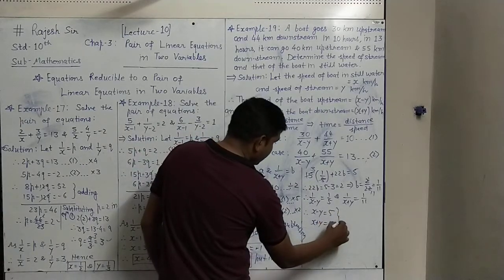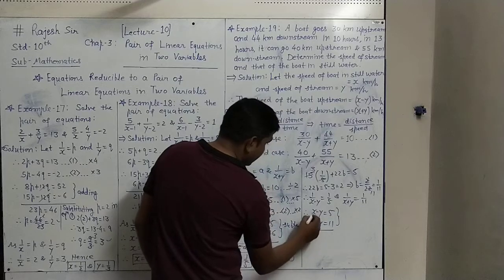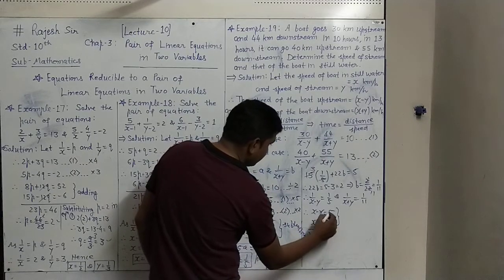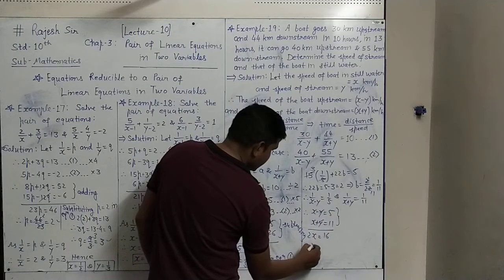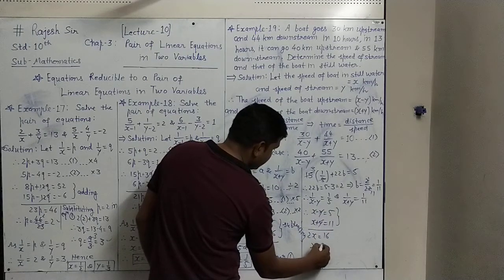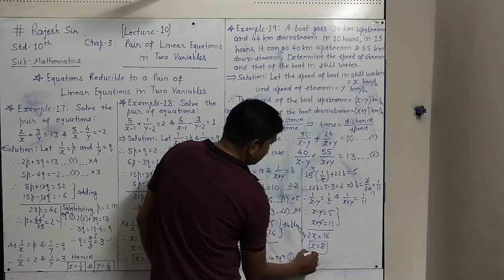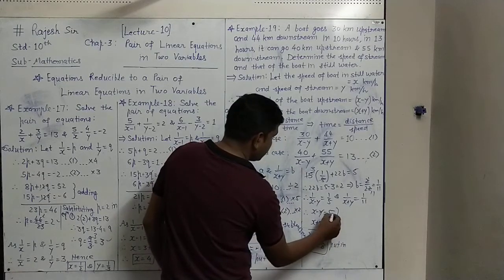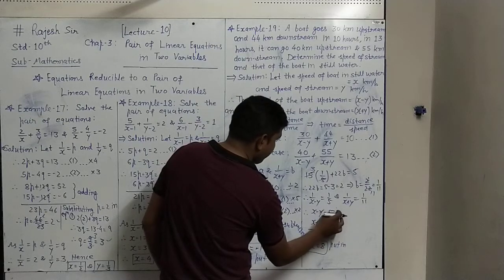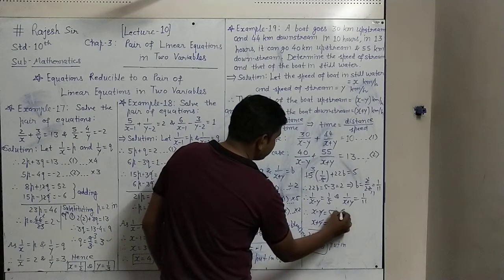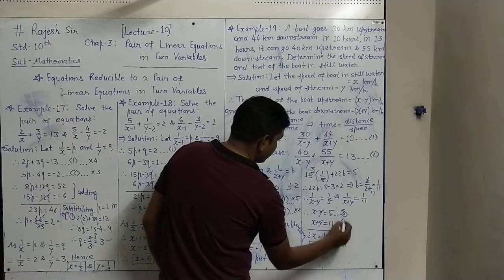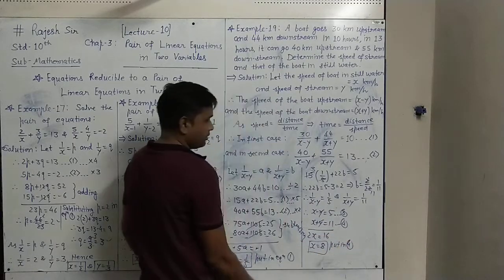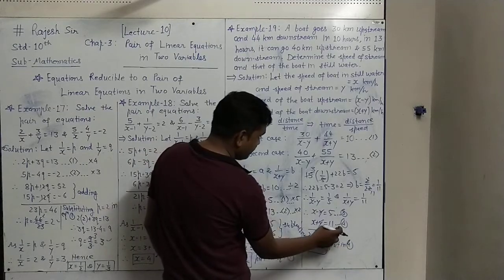Now again adding them both, what will we have? x and x make 2x, minus y plus y cancel. 11 and 5 make 16. So x equals 16 by 2, we will get 8. Now put this in, say this is equation number 3 and this is 4. Put this in 4 or 3, any one we can use. x equals 8 in the fourth equation.